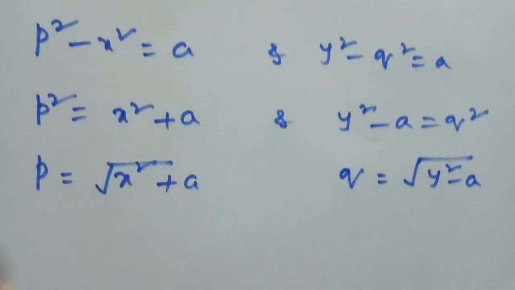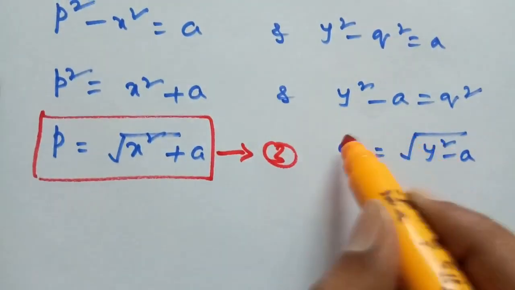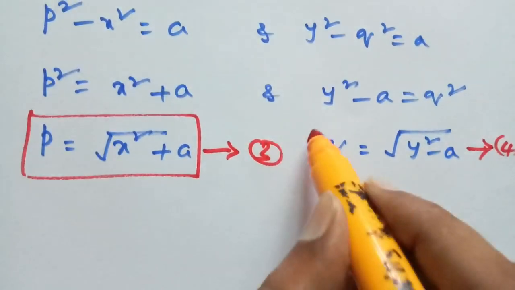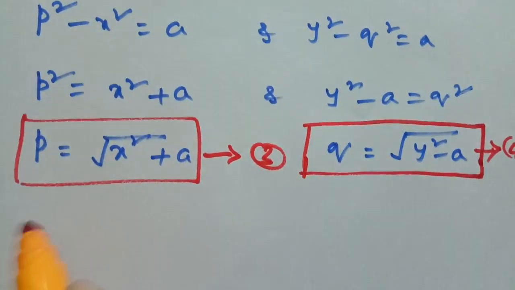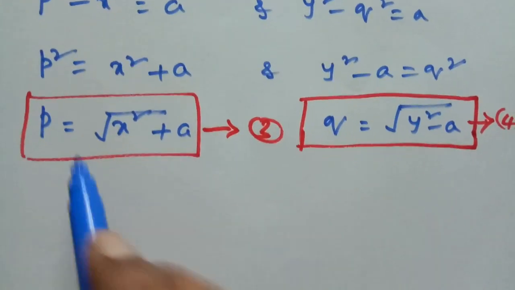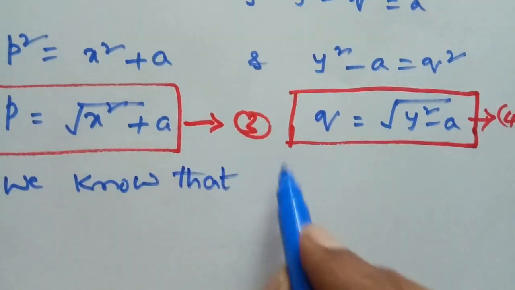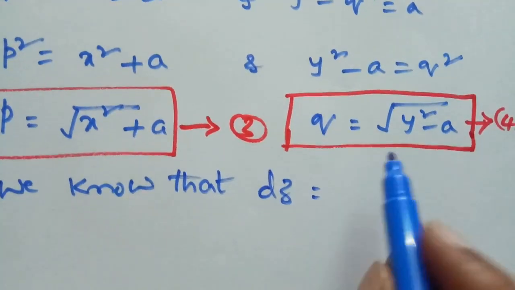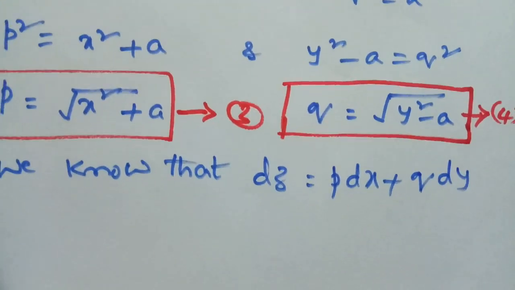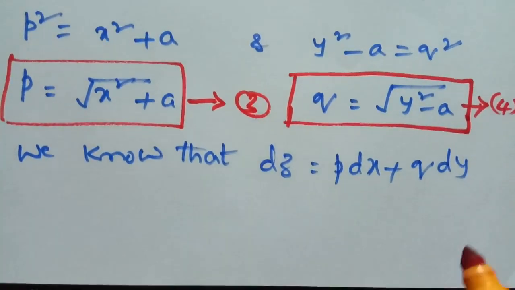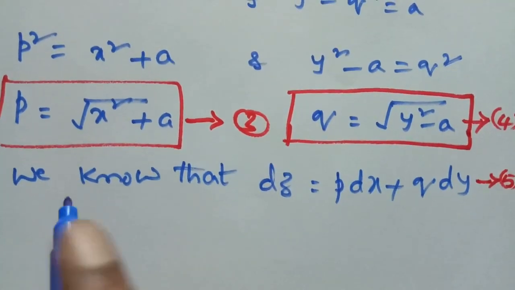Say this is equation number 3 and this is equation number 4. Now we know that dz is equal to, as explained in the procedure, p into dx plus q into dy. Say this is equation number 5, and then substituting the values of p and q in equation 5.